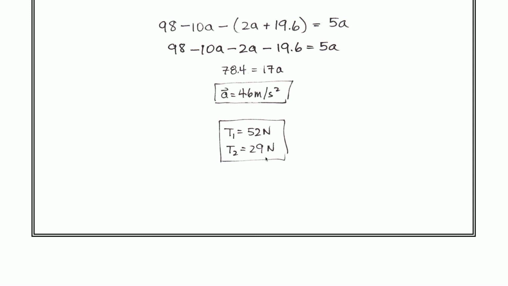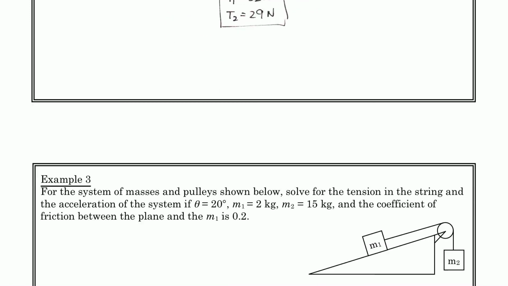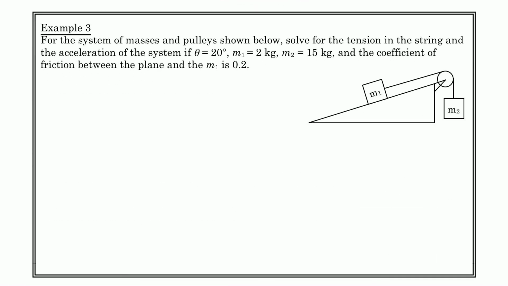And there it is. So again, this is a little bit more complex, and we still arrived using the same process, just a couple more steps, at a value for acceleration and a value for tension. Okay, example number 3. This is the second last example.